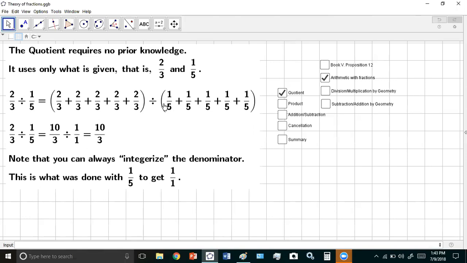So there are many ways of doing this. But what I chose to do here, because this was 1 over 5, is to reduce it to 1, which I could do by simply adding it to itself another 4 times, 1, 2, 3, 4, 5, and I'll get 1, right? Because 5 times 1/5 is 1, correct? And then that just makes this a lot easier, because if I'm dividing anything by 1, it's just itself, which is 10/3. So that's the quotient.